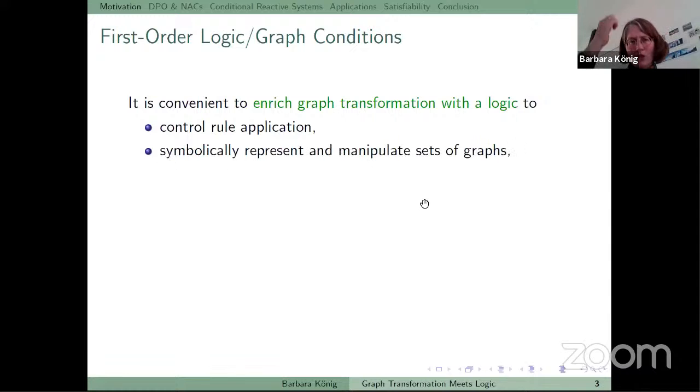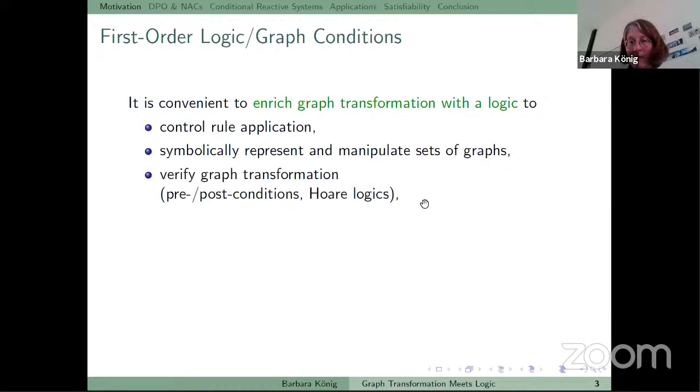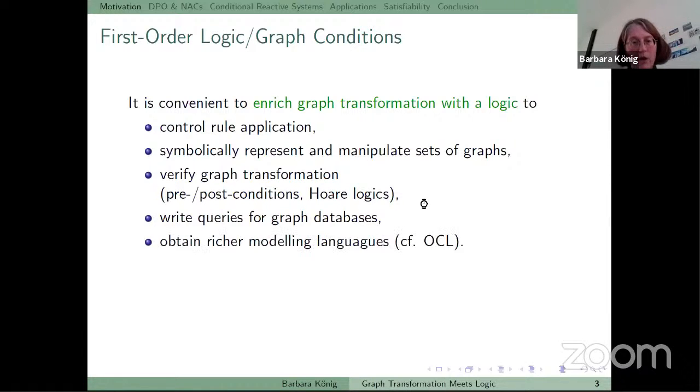What you also want to do, especially if you come from verification, is symbolically represent and manipulate sets of graphs. These sets of graphs are very often infinite, and you want a finite means, a formula or a condition, to describe this set of graphs and then somehow manipulate it. This is connected to the next point: you want to verify graph transformation. So you want to compute preconditions, postconditions, Hoare logic, and then of course you also need a logic that is integrated with your approach. You maybe want to write queries for graph databases, also a very interesting topic nowadays. And you just want to obtain a richer modeling language, the same as Object Constraint Language was added to UML. You want an additional logic that gives you additional specification mechanisms.